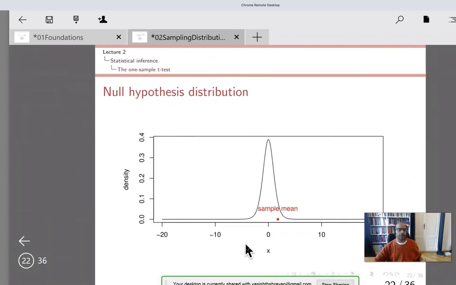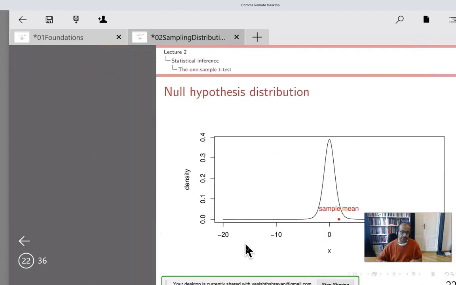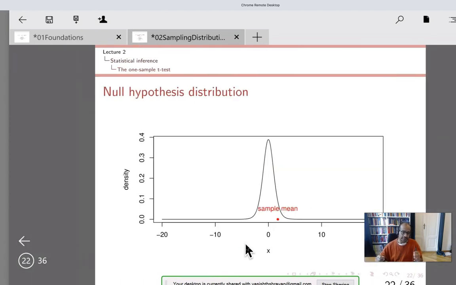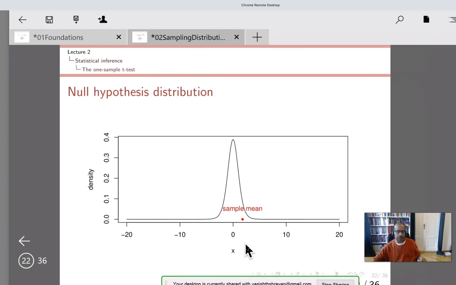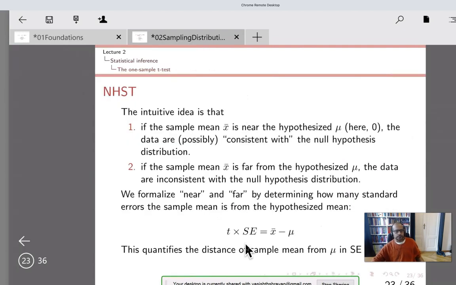Okay. So what we do is that we set up a null hypothesis distribution, which is the black probability density function you're seeing here, and then we look at the sample mean to see if we land near the center of the distribution or not. Right? So that's the red dot that you're seeing. And so the logic is going to be, if my sample mean lies far away from the hypothesized mean, then I will reject the null hypothesis that I set up, right? But if my sample mean lies close to the hypothesized mean, then I may not reject that null hypothesis. Okay, so that's the basic logic. Now the question is, how do you formalize near and far?